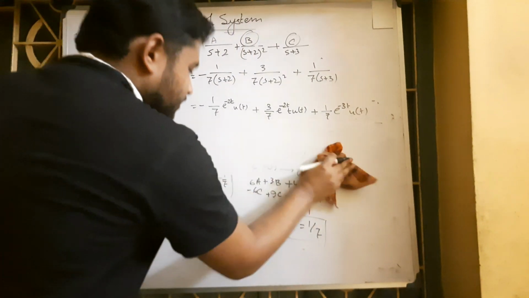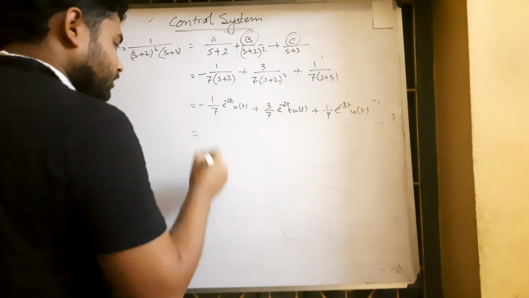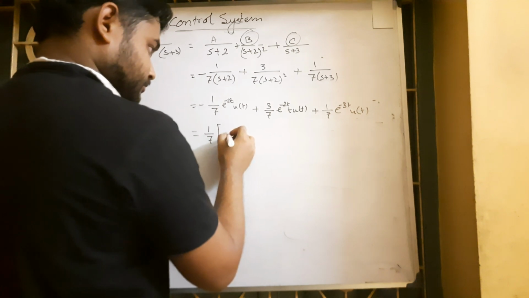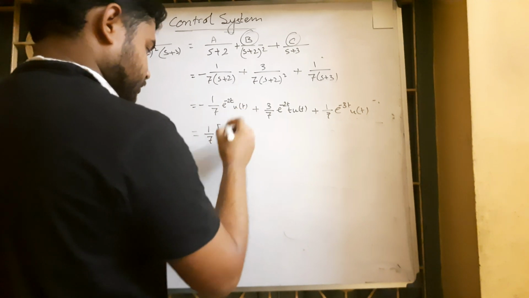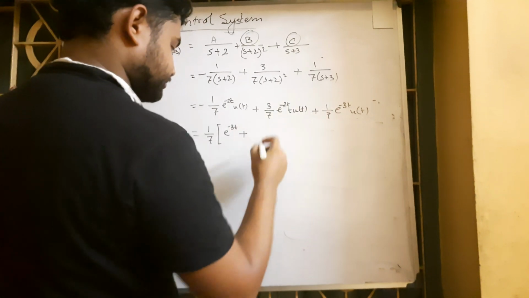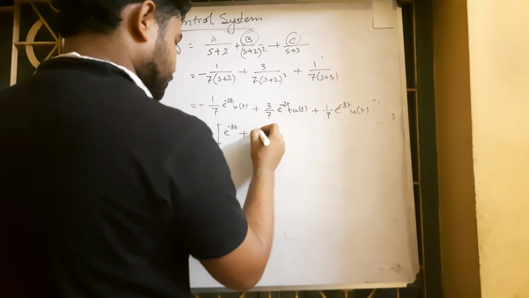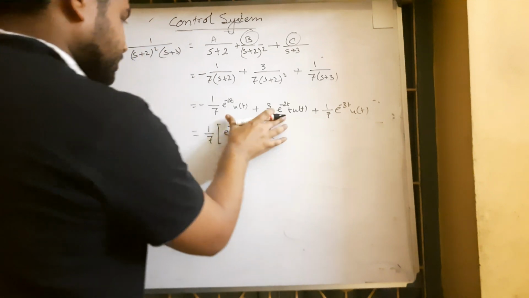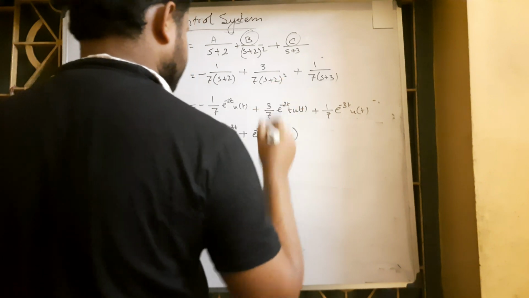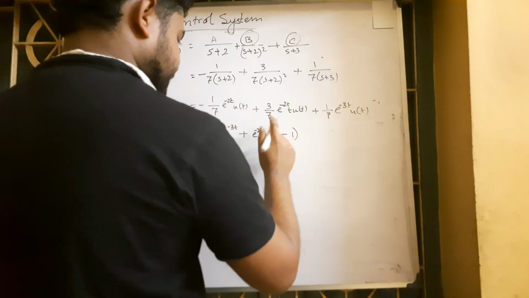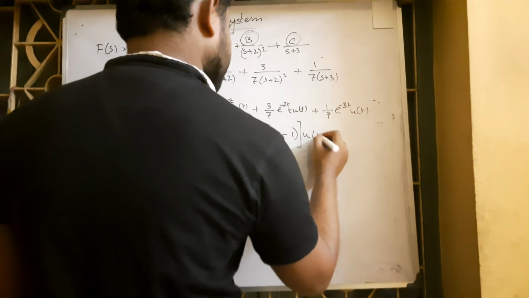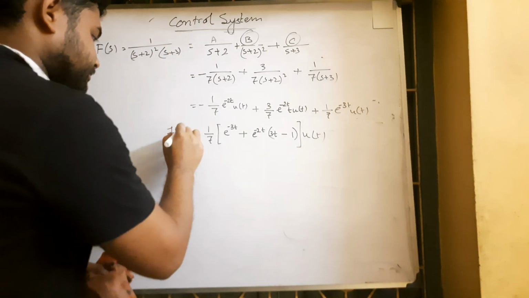Now just to make it look neat, taking 1 by 7 common: e to the power minus 3t plus e to the power minus 2t, taking common from these two, one is t, another one is ut, I mean minus 1. Now for t it is 3t minus 1. So this is my f of t.